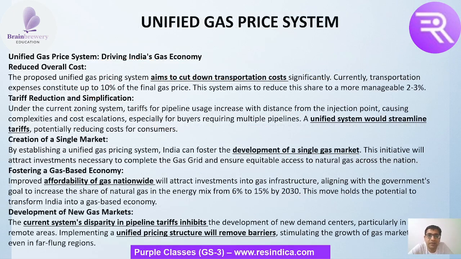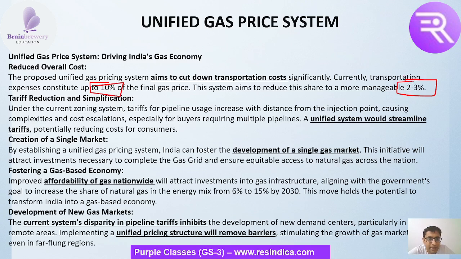Then the government has come up with the unified gas pricing system, because India wanted to become a gas-based market. The government said that we wanted to provide unified gas prices so that everywhere the gas prices remain the same. The main reason the concept of gas pricing came into being is that earlier the transportation cost of gas was around 10% of the final gas price, and the government wanted to reduce it to a manageable 2 to 3%.